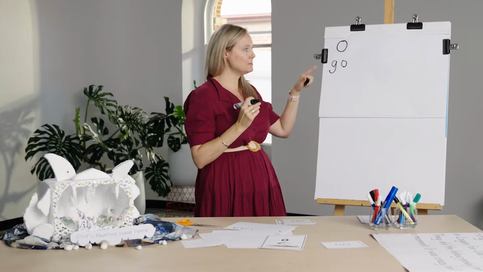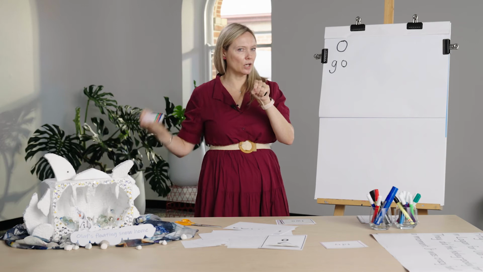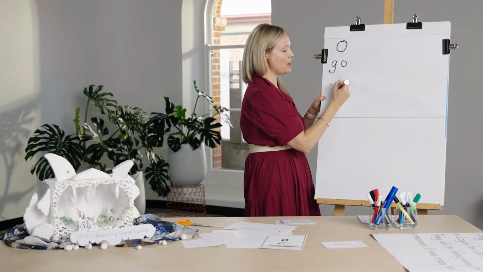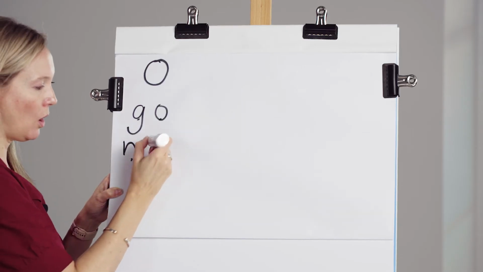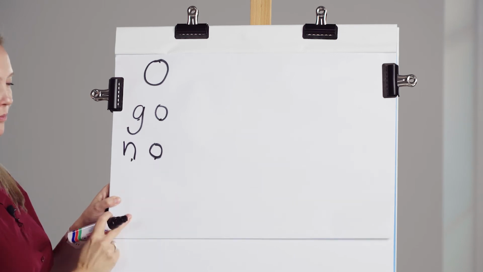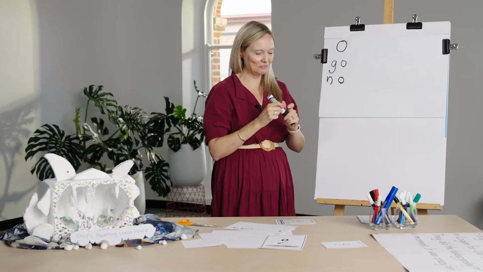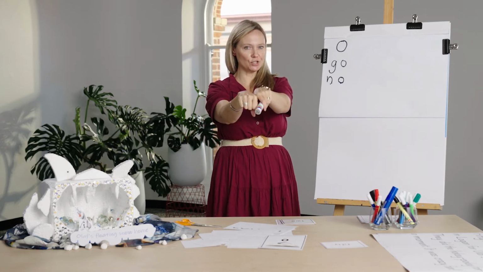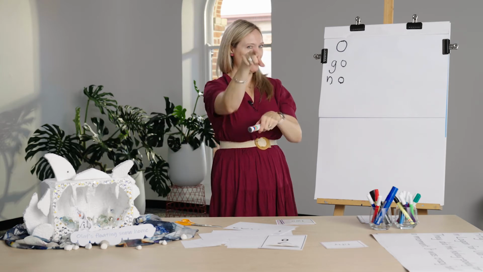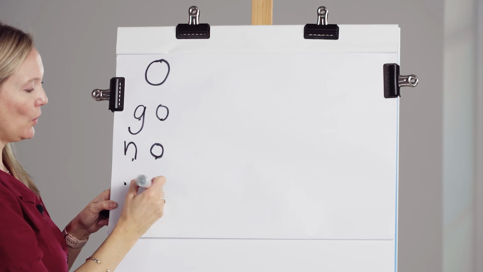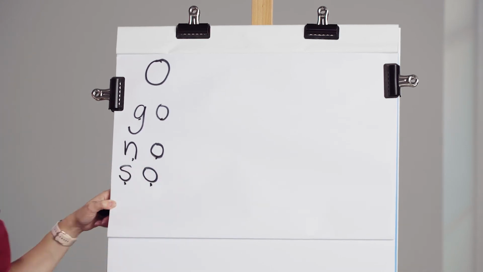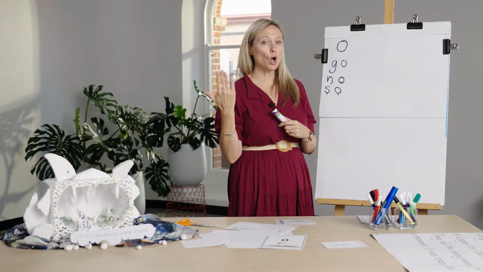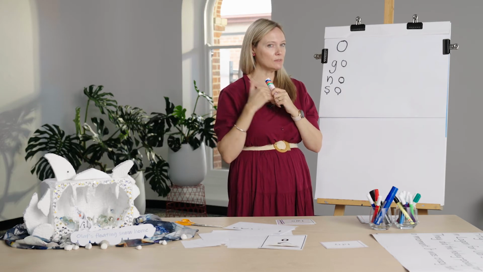Our next word rhymes with go. Take away the G. Put in N. What word? No. N-O. No. Okay, next word. Say no. Take away N. Put in S. What word? So. You got it. So. Okay, let's get a little tricky now. The word is open. Two syllables. Open.